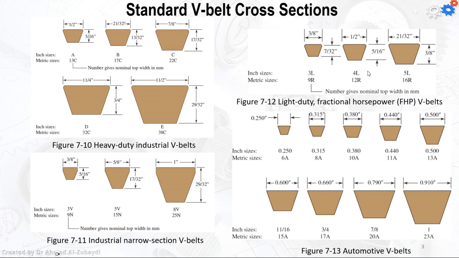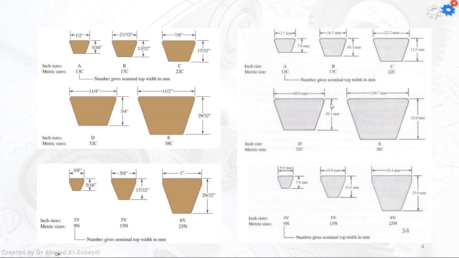You can see that most of the dimensions are written in inches, and figure 7-10 is for heavy duty industrial V-belts. The 7-11 is industrial narrow section V-belts. 7-12 is light duty fractional horsepower V-belts, and the final one is for automotive V-belts. The next slide shows a copy that I extracted from the older version of the book, where the dimensions are given in millimeters.